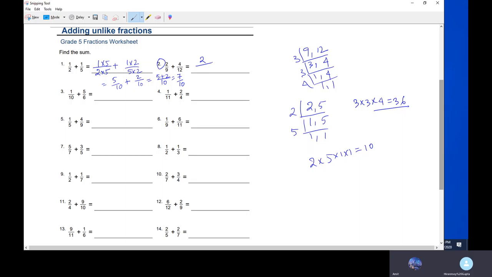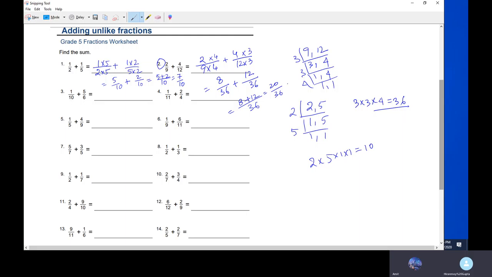So how much do you have to multiply with 9 to get 36? 9 times 4 is 36, so multiply by 4, and you can see 12. 12 times 3 is 36, multiply by 3. You're going to get 2 times 4 is 8, and 9 times 4 is 36, plus 4 times 3 is 12, and 12 times 3 is 36. So ultimately, you're going to get 36, 8 plus 12, that means 20 over 36.